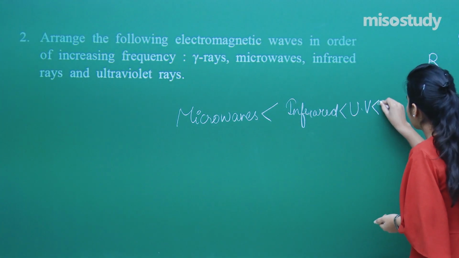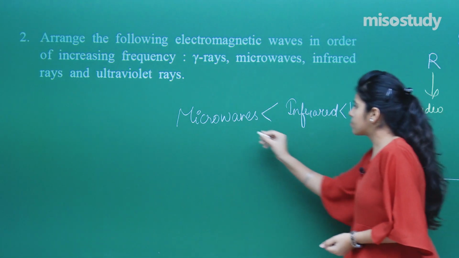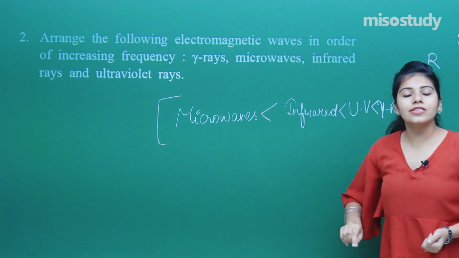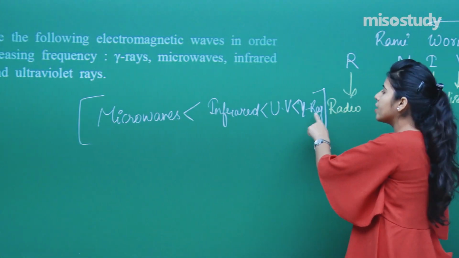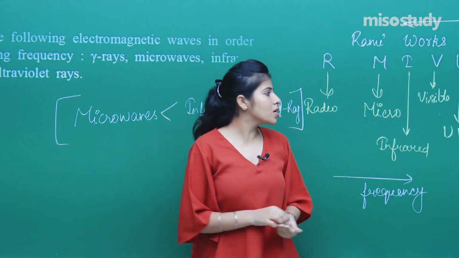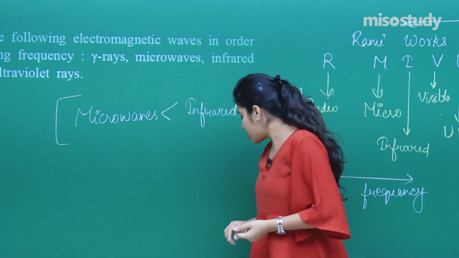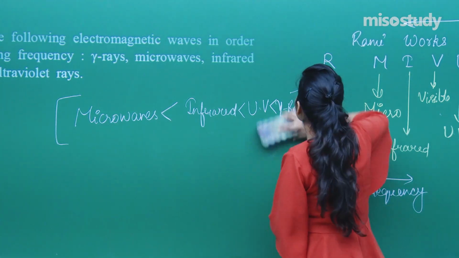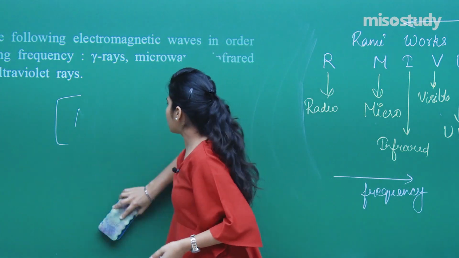So your answer will be the increasing order of frequency: first of all microwave, infrared, UV, and then gamma ray. And see how easier the question becomes if we know this formula, if we know this trick. Similarly, you are going to see a number of questions. Okay, then move to the next question and see what they are asking.